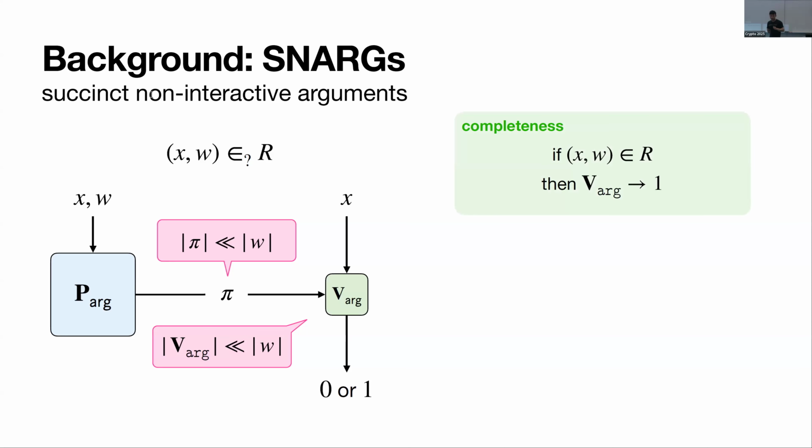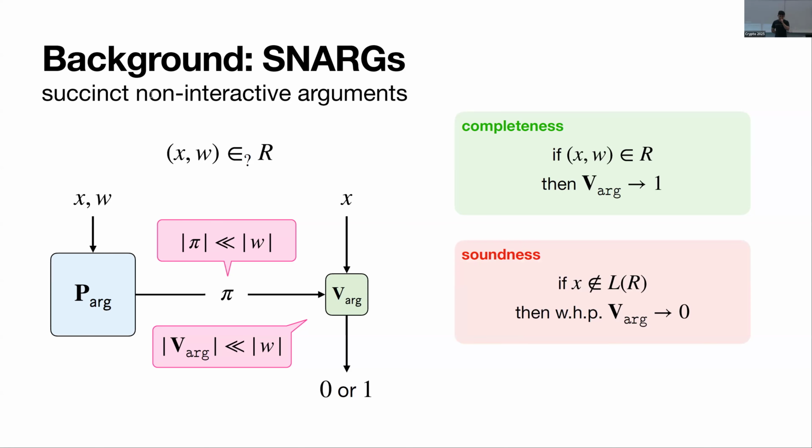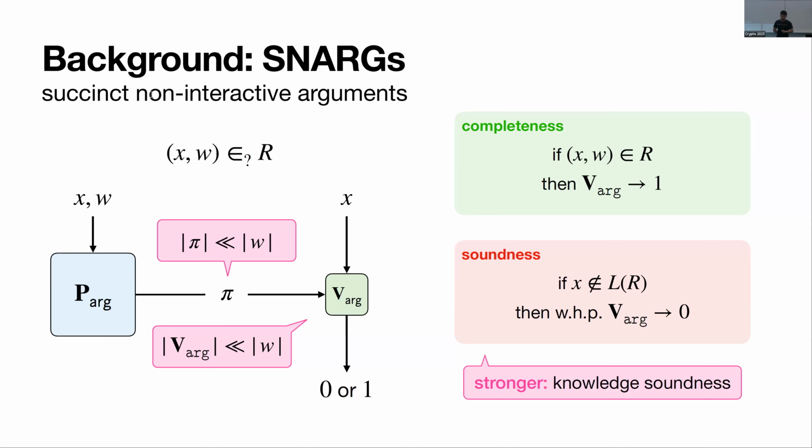Okay, so the two key properties that a SNARG has are completeness and soundness. Completeness: if I supply the prover with a valid instance and witness, then the verifier is guaranteed to output 1. And soundness is, if this instance is not in the language, then with high probability, the verifier is going to output 0 and reject. In general, we actually care about stronger notions of soundness, especially for IVC, such as knowledge soundness, but in this talk, I'm not going to talk about this.